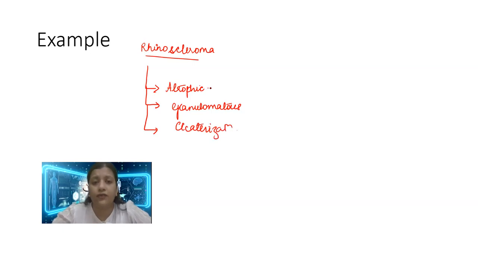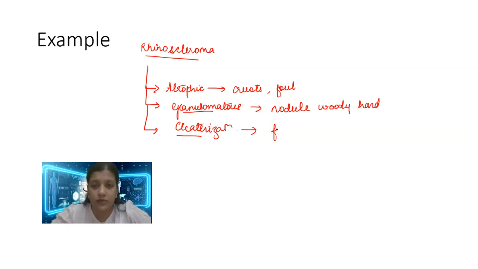In the atrophic stage, the mucosa becomes atrophic, so you have crusts in the nose and a foul smell in the nose. In the granulomatous stage, because of the name granuloma, you will have a nodule in the nose which is woody hard in consistency. And in the stage of cicatrization, as the name suggests, there will be fibrosis and stenosis. Now you will feel that yes, I have understood this, there are three stages in rhinoscleroma. But if I ask you this same question about a month later, more than 90% of you won't be able to recall unless you have revised this.